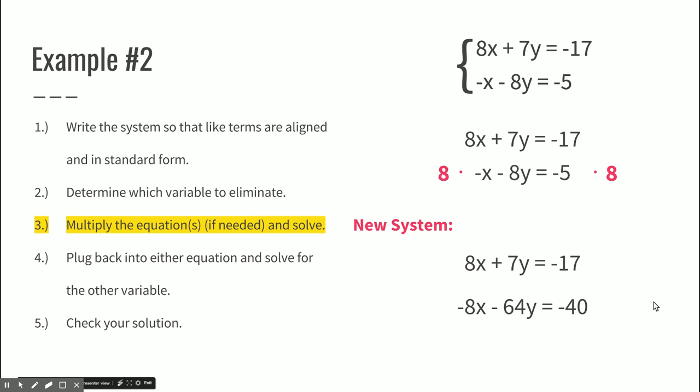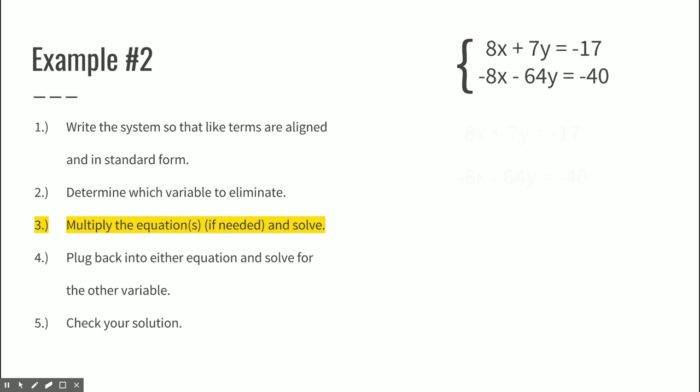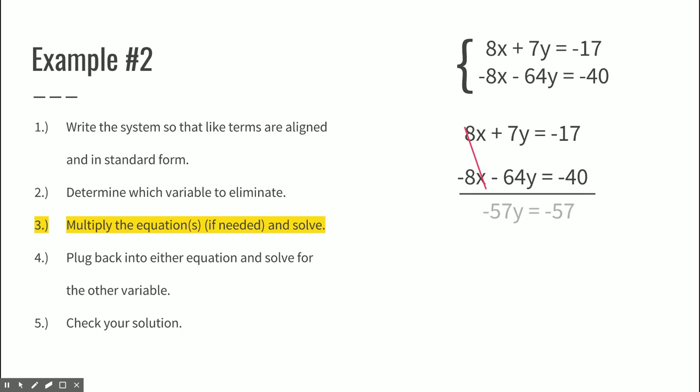Now, the reason we did this is because now these two numbers, 8 and negative 8, will cancel out and our x's are gone. And that was our whole goal. So let's look at that. With our new system, that perfectly cancels out, and I'm left with a negative 57y, because 7 plus negative 64 is a negative 57. And negative 17 plus negative 40 is also negative 57. So I'll divide both sides by negative 57, and y equals a positive 1.